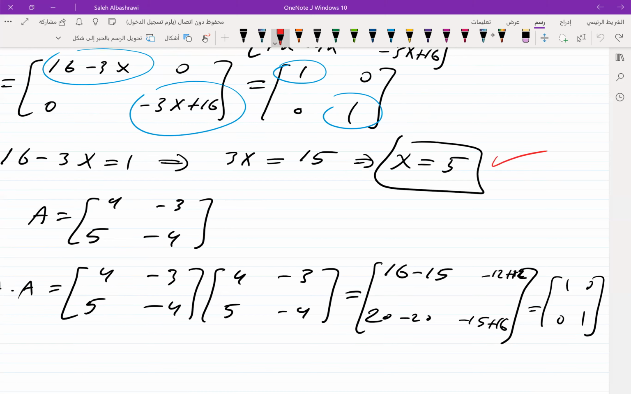So this is the idea of finding the inverse and how to apply some concepts for the inverse matrix. So we are done with this topic: find the inverse, define the orthogonal matrices, and apply some concepts.